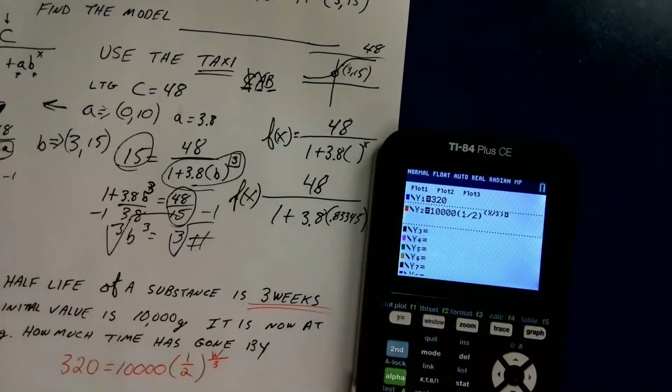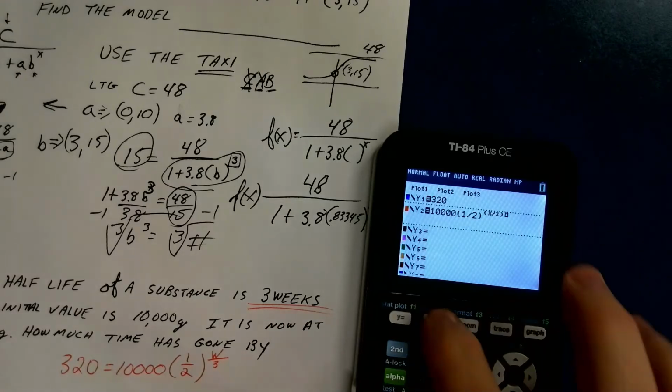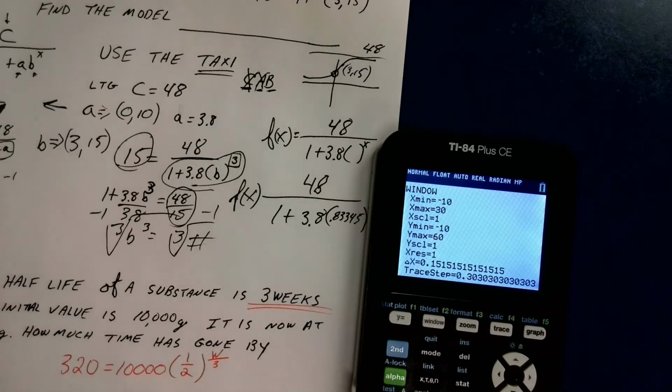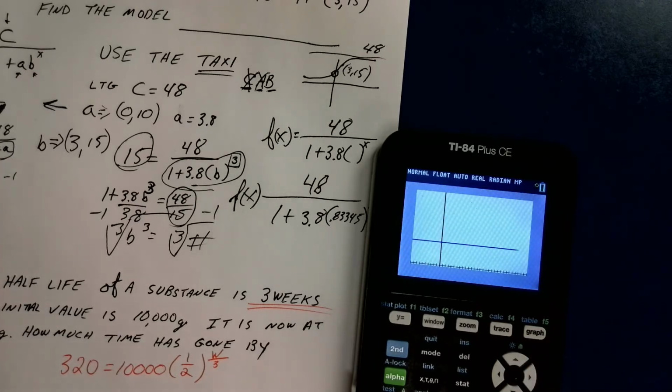14.9, that's my guess. Okay, window, because I got to make the graph work. I just said I believe it's around 14.9, so negative 10 to 30, totally good with that. I want it to equal 320, but I know I started out at 10,000, so I'm going to put it at 1,000. I'll show you the other in just a minute, but here we go, graph.